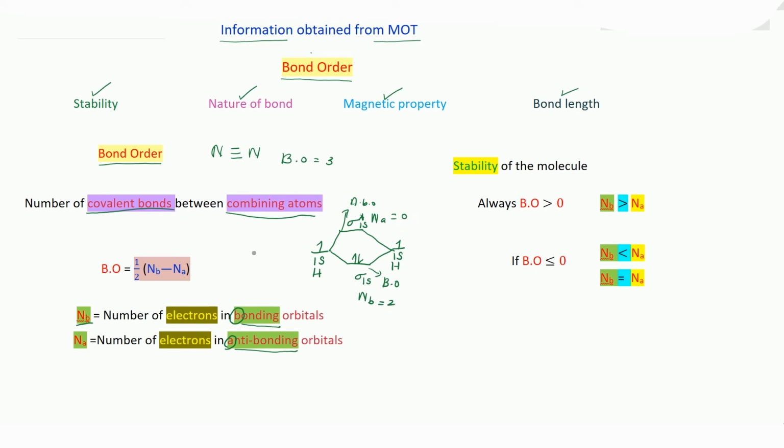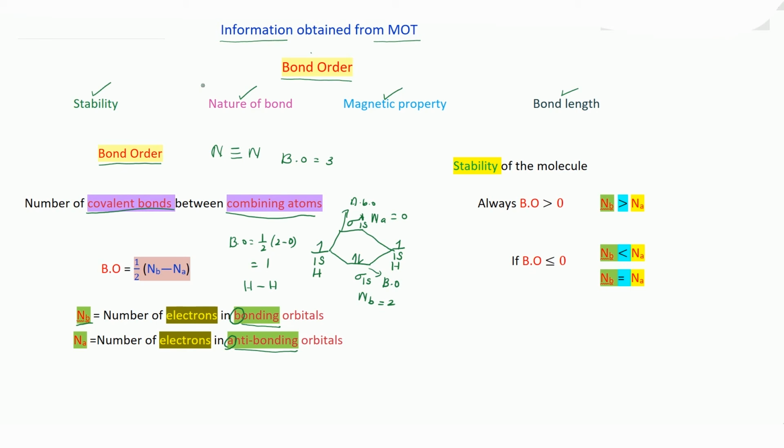Now you apply this formula. Bond order is equal to half into 2 minus 0, so that is equal to 1. So between hydrogen and hydrogen you will have a single bond. Since the bond order is 1, you will have a single bond. So this is how you have to calculate the bond order.